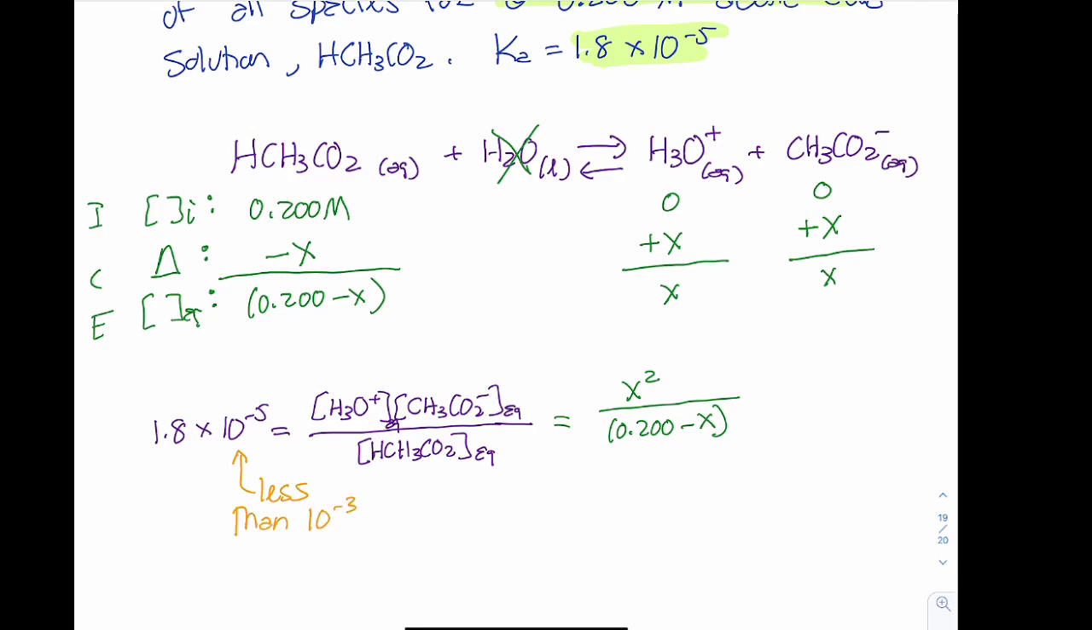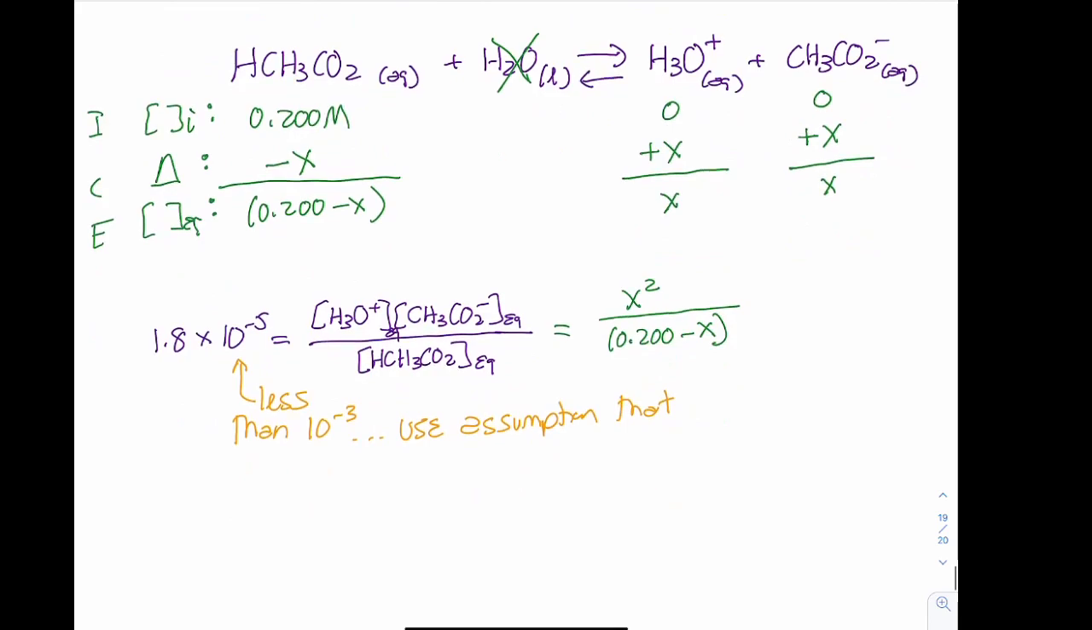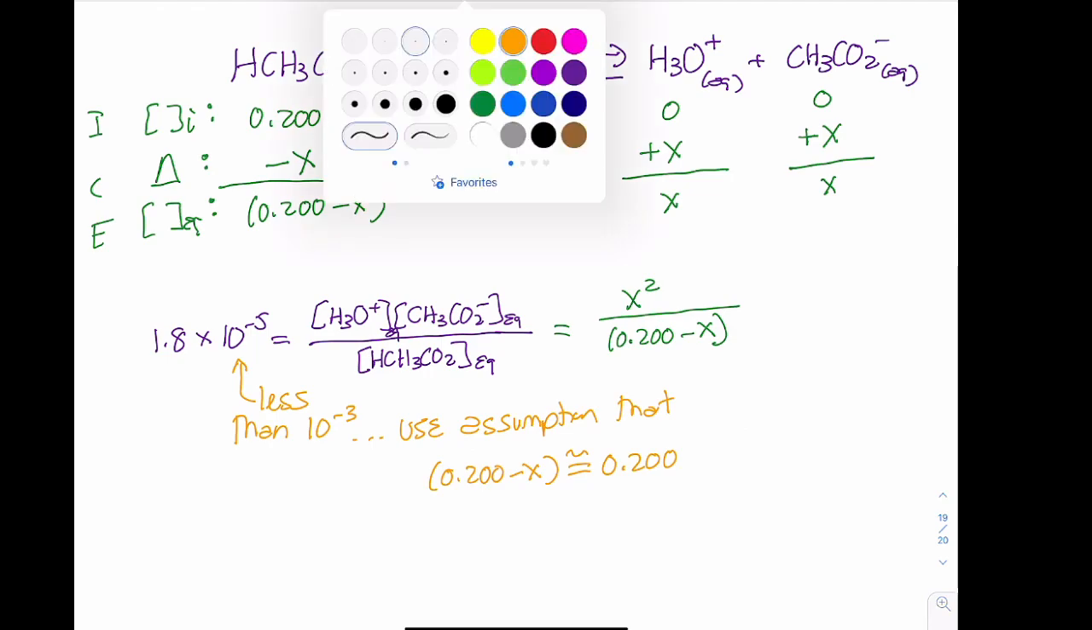we can use that assumption where my initial concentration, the amount that I'm losing, X in this case, is negligible compared to that initial concentration. So we can use the assumption that 0.200 minus X is about equal to 0.200. So what we can do is rewrite that expression, essentially ignoring this part right here. That's going to make our math much simpler. We won't actually need the quadratic equation then.